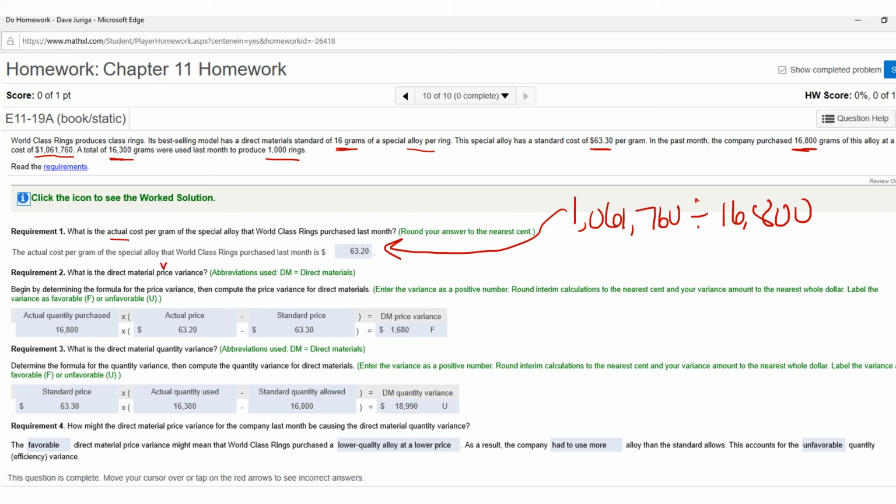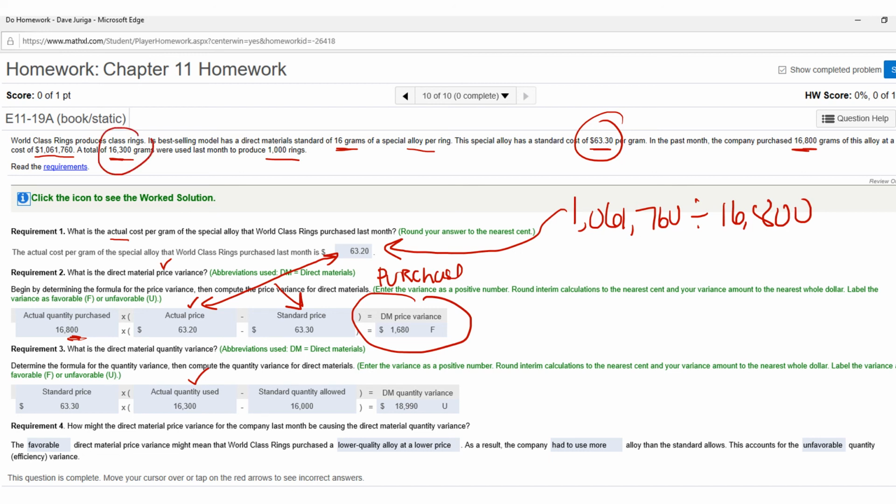So now when we get to the price variance, remember the price variance is based on what you purchased. So on your prices, you're going to compare that actual price that we just calculated of $63.20 to the standard price, which they gave you of $63.30. And you want to beat the standard price, which it looks like we beat it by about 10 cents. That's good. The 10 cents times what you actually purchased of 16.8 gives you a favorable variance of 16.80.